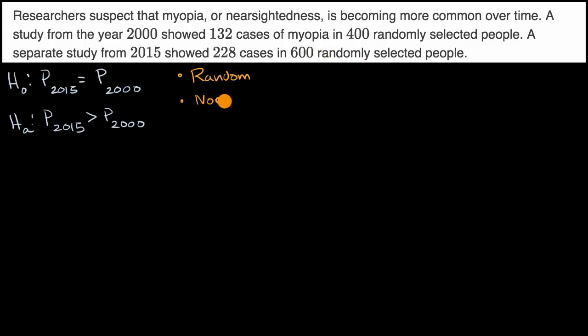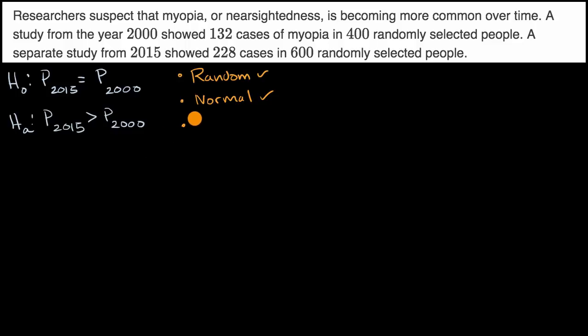Then you have your normal condition. And to meet your normal condition, your number of successes and failures in each of the samples have to be at least 10. And we see that that is the case. We have 132 successes, so to speak. Not that it's a success for someone to have myopia, but the way this is being constructed, that would be a success. And then 400 minus 132 failures. In each case, either of those numbers would be greater than 10. And same thing for the sample from 2015. So we're meeting both of those.